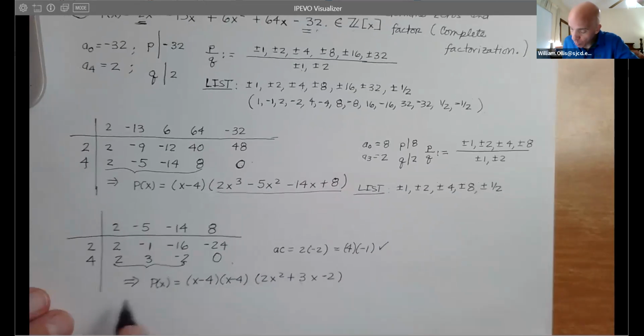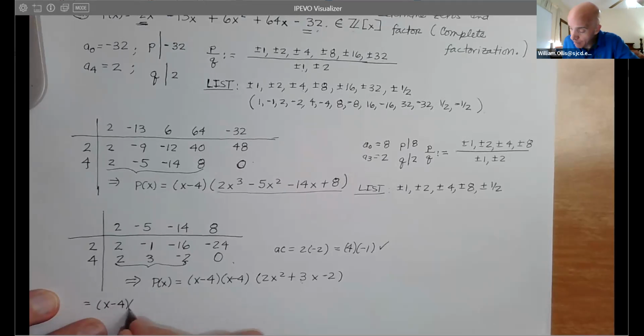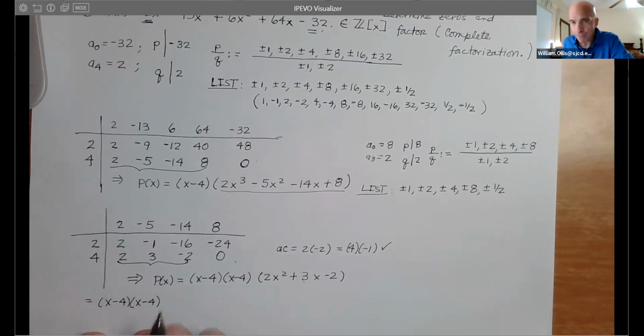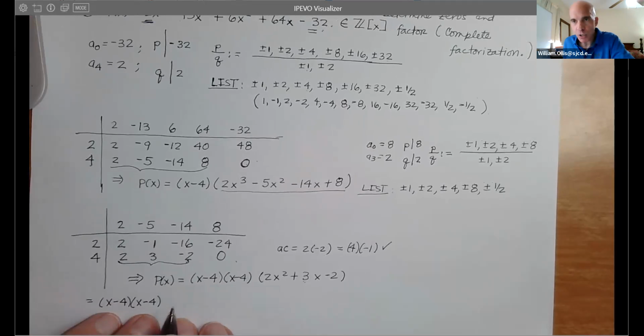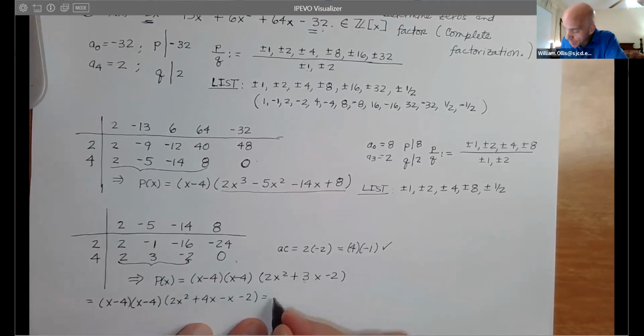So now let's go ahead and factor. So now we're doing complete linearization. So let's go ahead and write these separately. You can square it if you want, but I want to make the point that we now have 2 zeros. They're both the same, but we still have 2 zeros. And so we have 2x squared plus 4x minus x minus 2. So this gives us x minus 4, x minus 4.